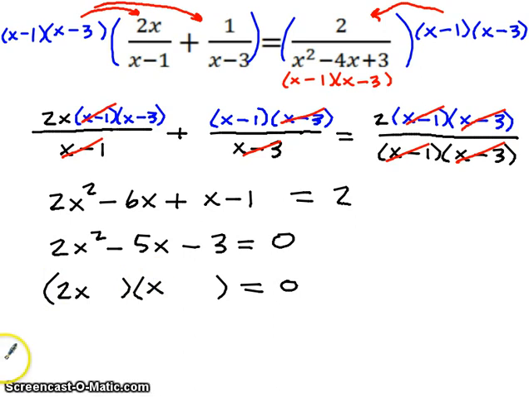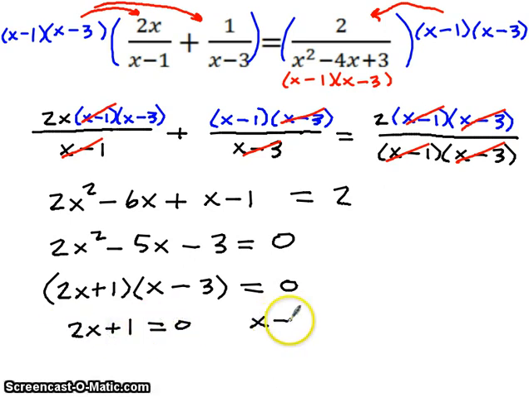Okay, so we're going to put the minus here and the plus here. Okay, so we solve by setting our factors equal to 0 and solving for x. And what we end up with is x equals negative 1/2 and x equals a positive 3.